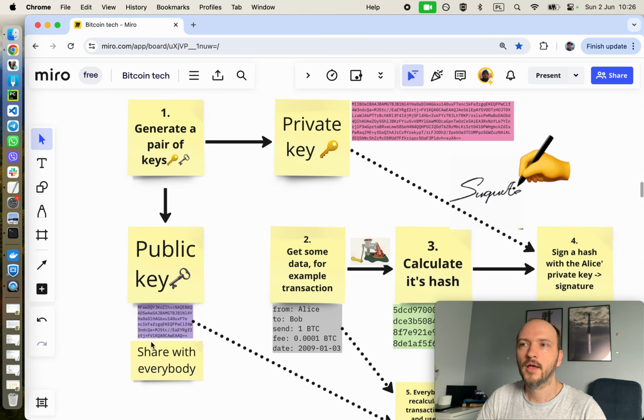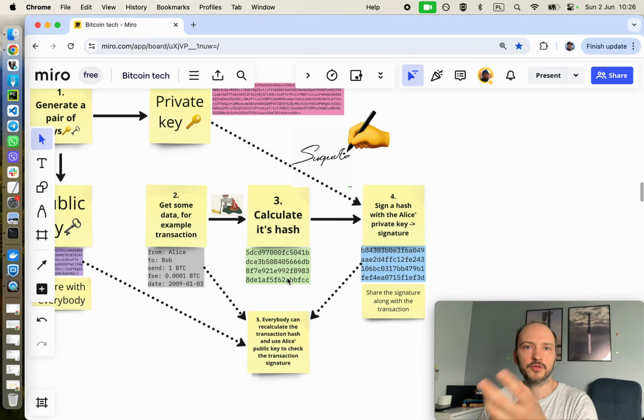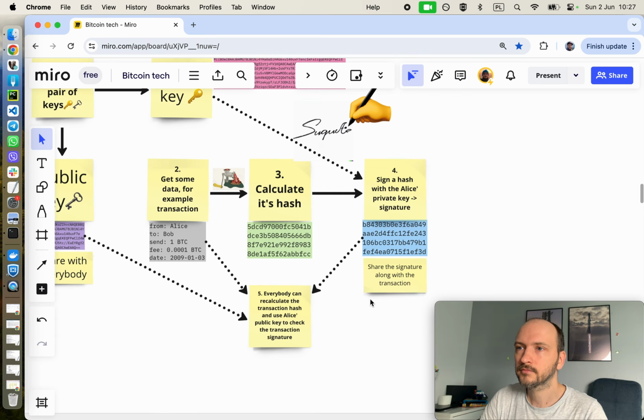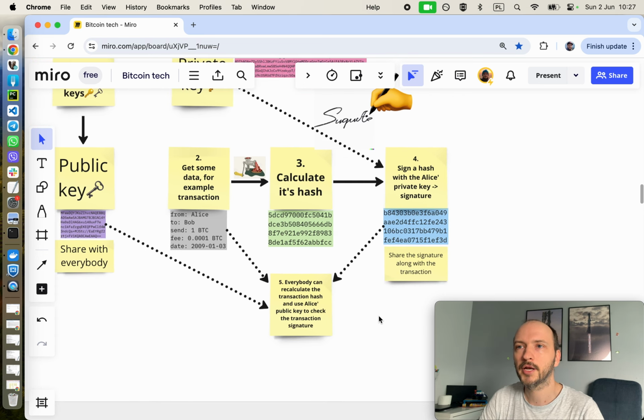What you do is you calculate the hash of this transaction, so that's the hash, and then you sign the hash with Alice's private key and produce a signature. And signing is some mathematical operation which transforms the hash and produces a new short string or short number, similar to the hash by length, but with different contents. And the private key is used to produce this. So basically it's based on the private key and on the hash, and you get some string or number that represents the signature. And you share the signature with everybody.